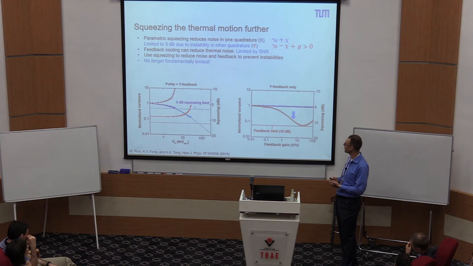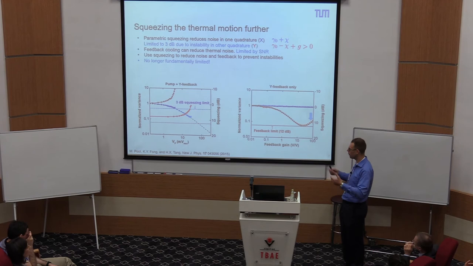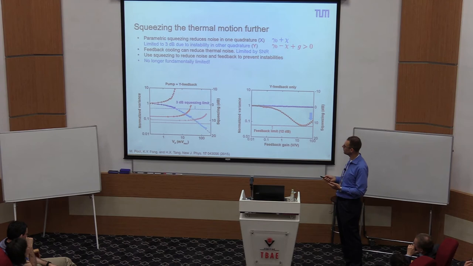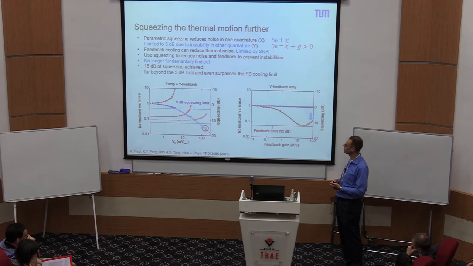Well, if we now go to this region here, where we are actually heating up our Y quadrature already because of the limited signal-to-noise ratio, and repeat the experiment, then you see, again, we start here, we go down, down, down, and then at some point this one becomes unstable, but also here we now go much, much further, and in this case we actually reached about 15 dB of squeezing. So this is, of course, already very far beyond the 3 dB limit, but also it surpasses this feedback cooling limit.